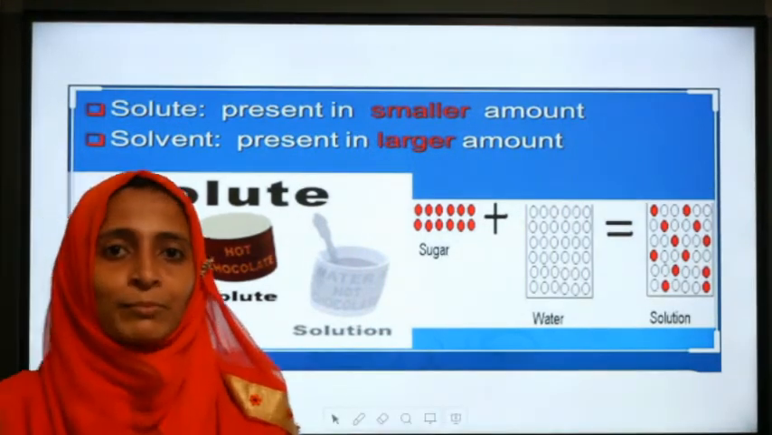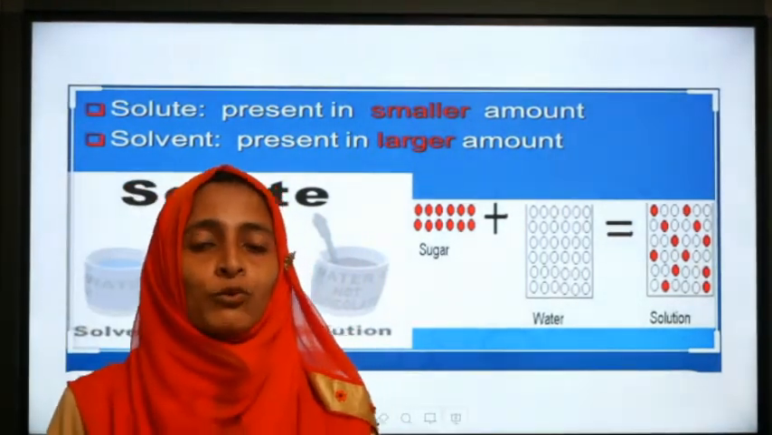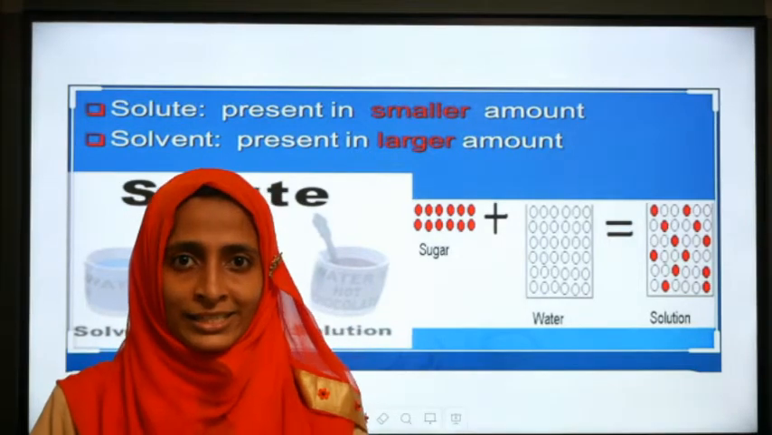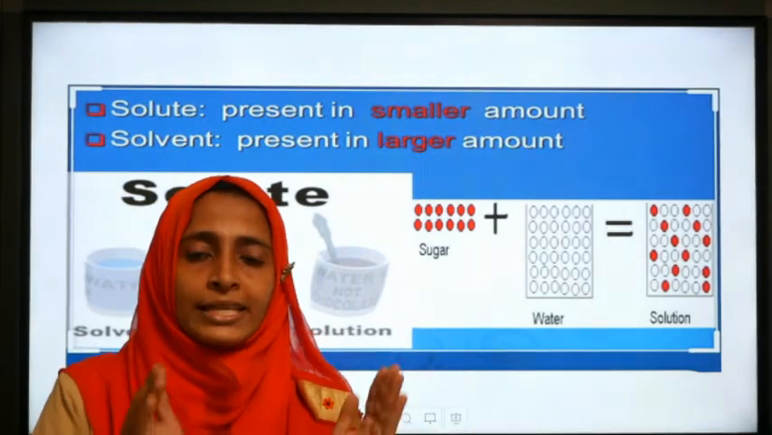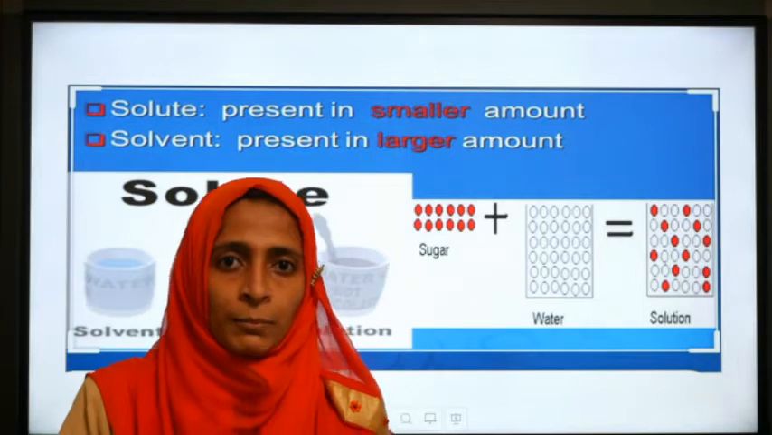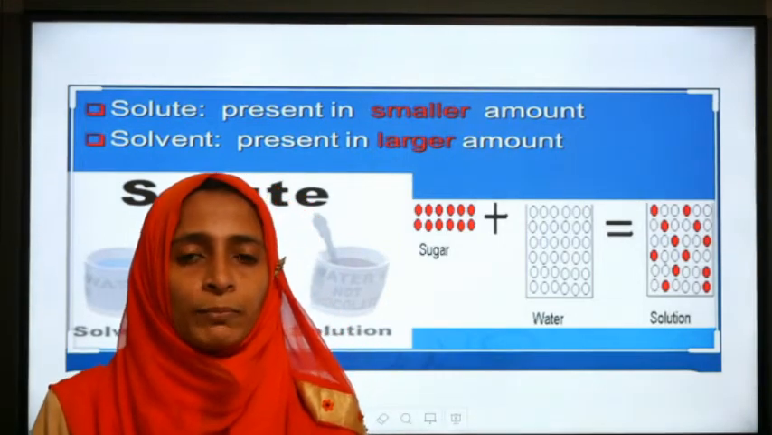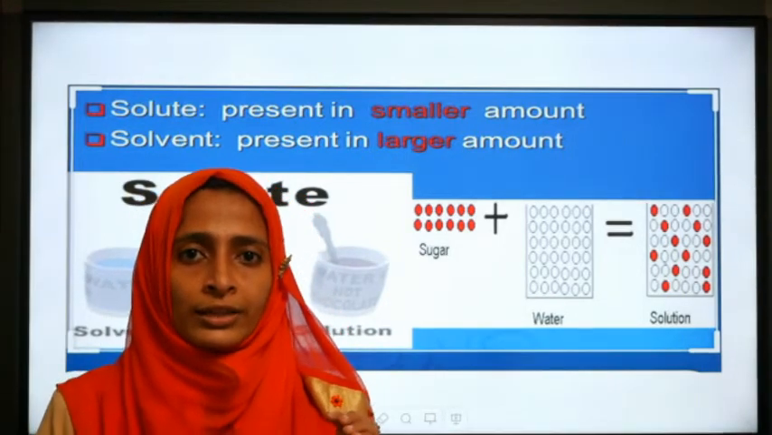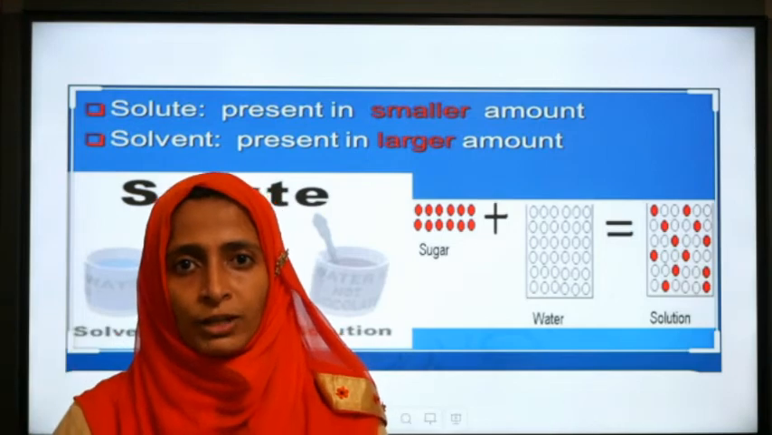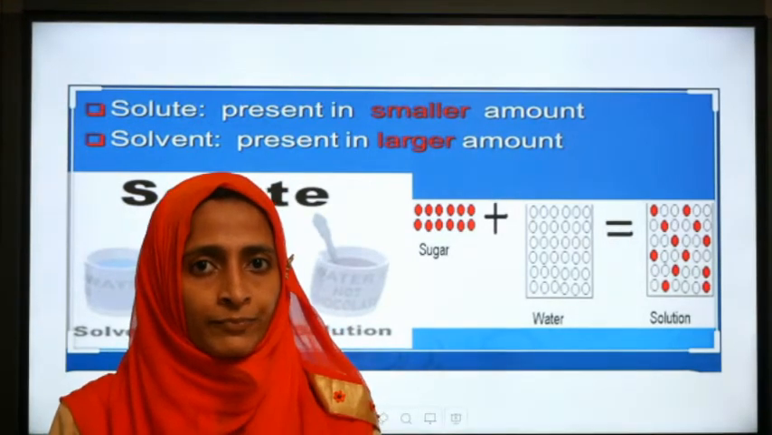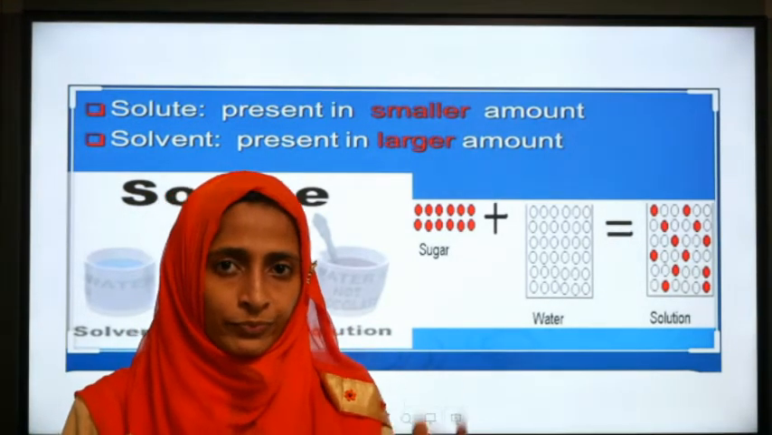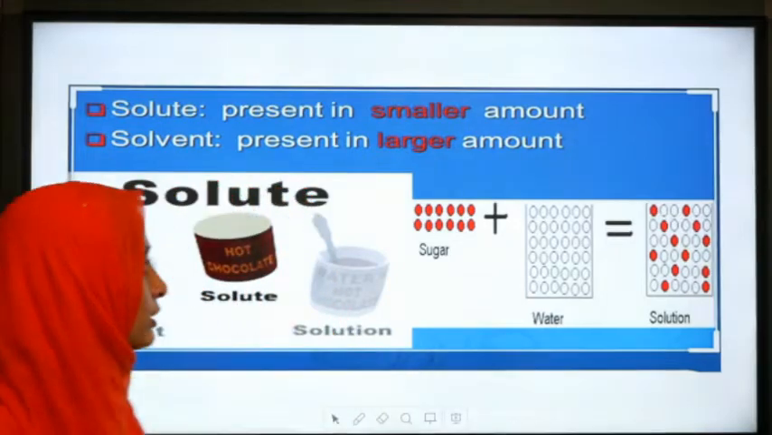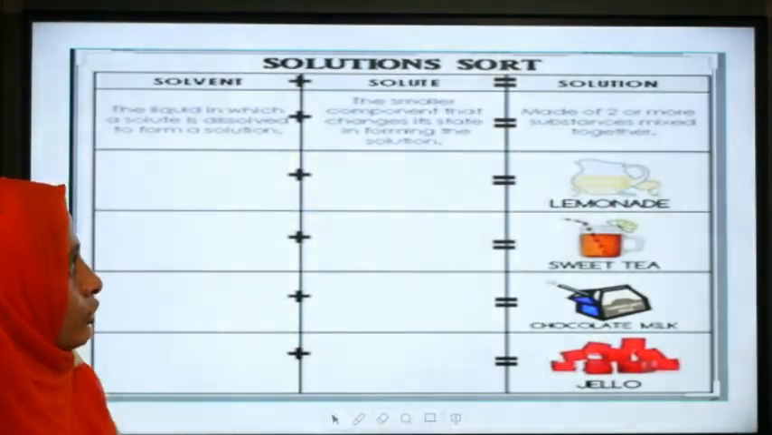So you may remember it in such a way so that you won't forget it. Okay, so always in a solution, the substance present in smaller amount will be solute, and that which is present in larger amount will be solvent. I think it's clear to you. Now you may identify the solute and solvent in certain solutions.